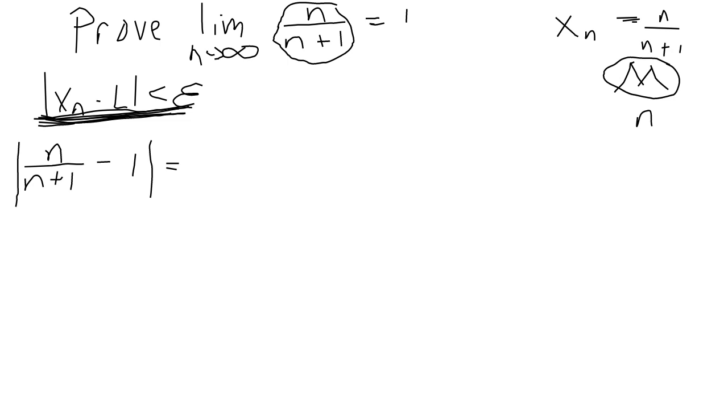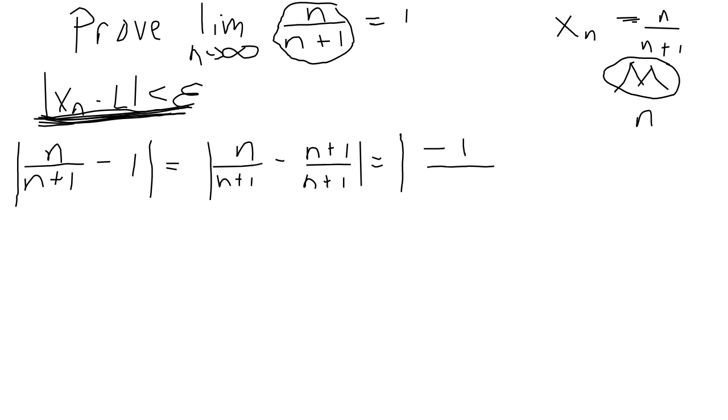All right, so here we go. n over n plus 1 minus 1 is the same as n over n plus 1 minus, write 1 as n plus 1 over n plus 1. Subtract it. n minus n is 0, minus 1 is negative 1 over n plus 1. The absolute value of that is just 1 over n plus 1.